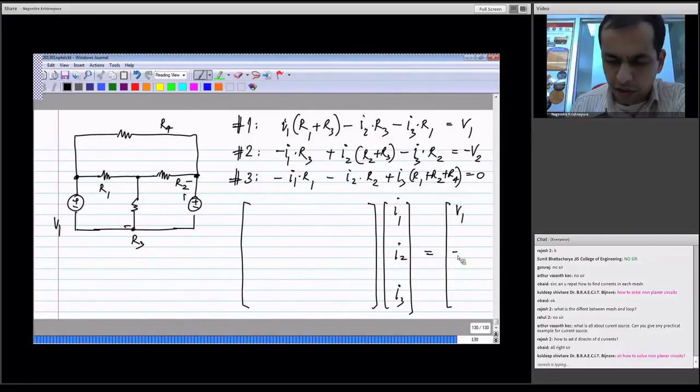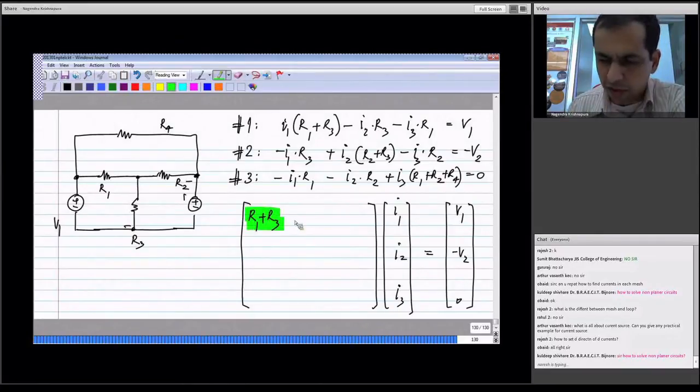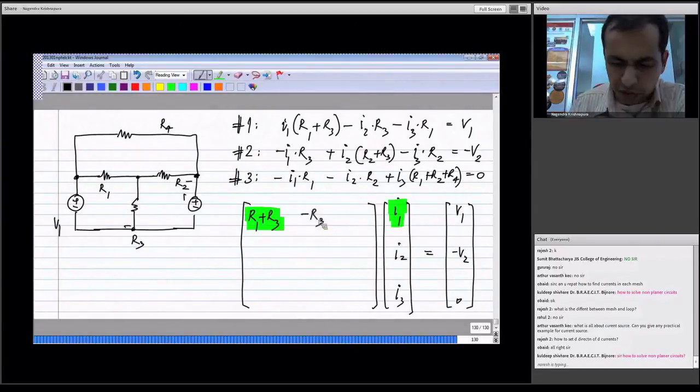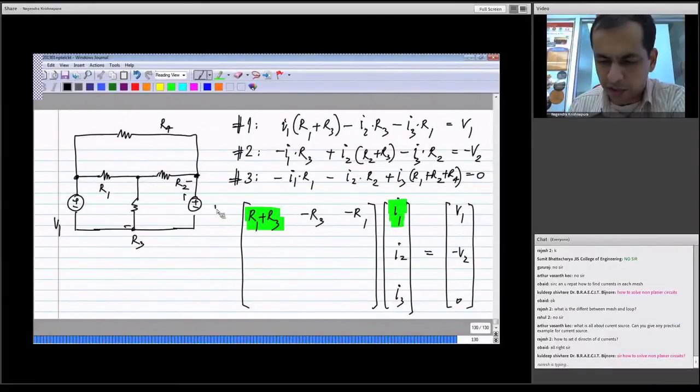And here you will have R1 plus R3. So this is what is multiplying I1. And the next would be minus R3 and minus R1. So this is for mesh number 1. The second equation is for mesh number 2. And you will write minus R3, R2 plus R3 and minus R2. And finally for mesh number 3, minus R1, minus R2 and R1 plus R2 plus R4. Okay?